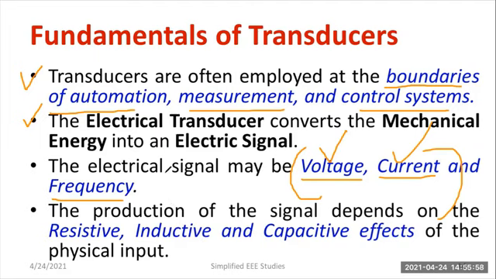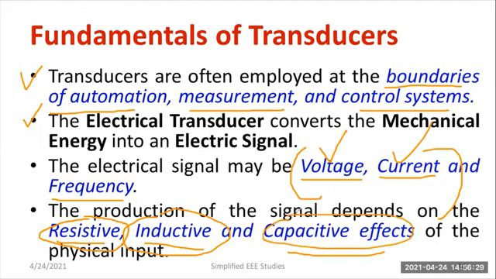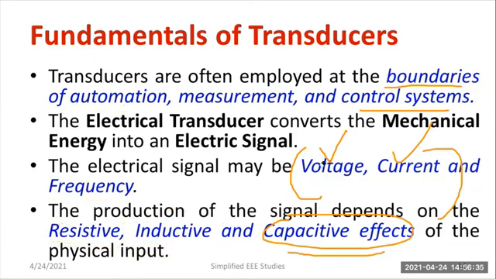Then how will this process be converted? We have to be familiar with different types of processes, for example, resistive effect, inductive effect, capacitive effect. For example, if I talk about the strain gauge, it operates on the resistive principle. If I speak about the LVDT, then that belongs to the inductive phenomenon. Likewise, there are different sensors which operate under the capacitive effect. For example, a dielectric based transducer operates based on the capacitive phenomenon. Okay. So these are the fundamental things you need to know regarding transducers.